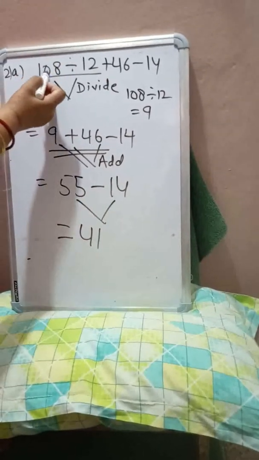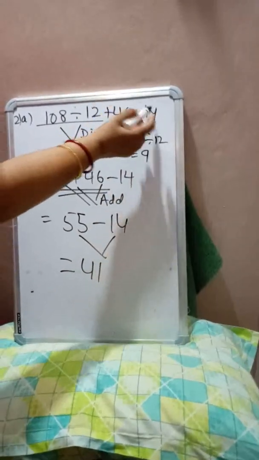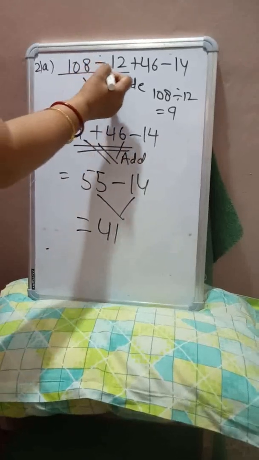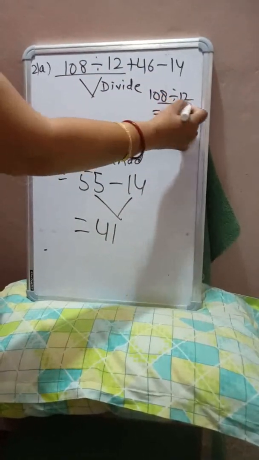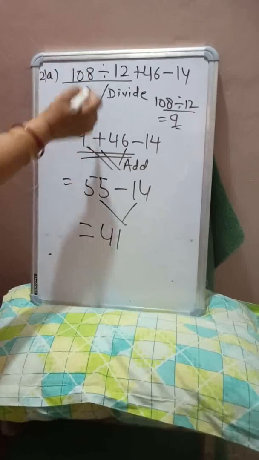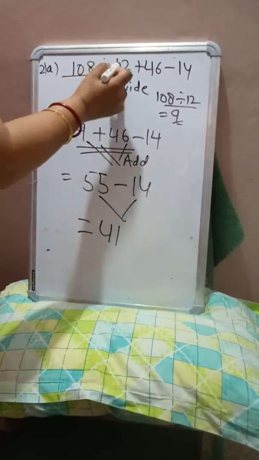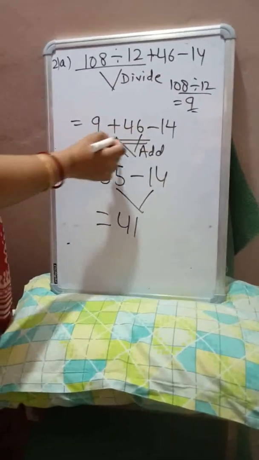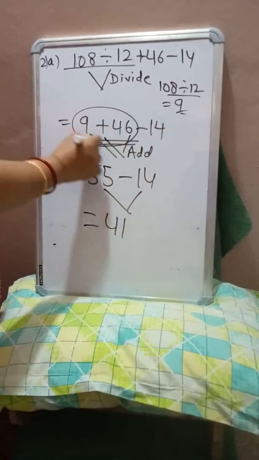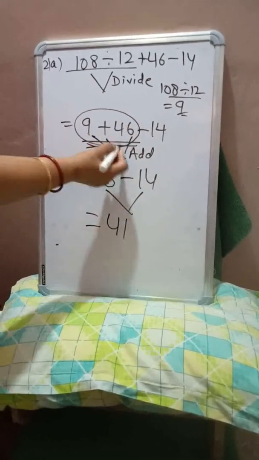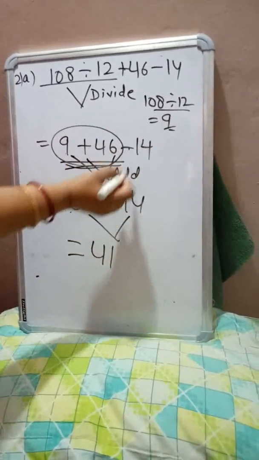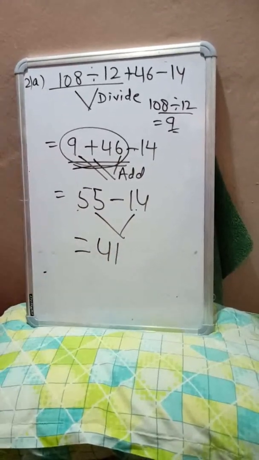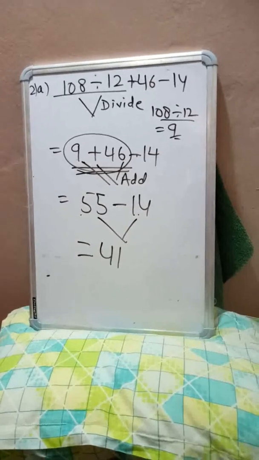Here what I have done: 108 divided by 12 plus 46 minus 14. We have to do division first. 108 divided by 12, after doing the division we get 9. So we put 9 for this. For 108 divided by 12 we will write 9, then plus, then 46, then minus 14. Now the next step is addition. 9 plus 46, after doing the operation it is 55. Now we put down the minus sign and 14. Now 55 minus 14, we have to do subtraction. This is 41. Now let us take another example.